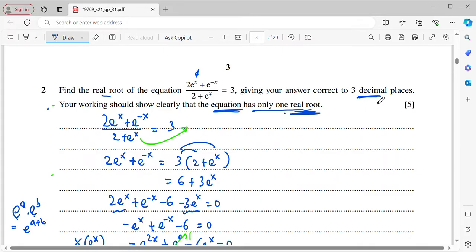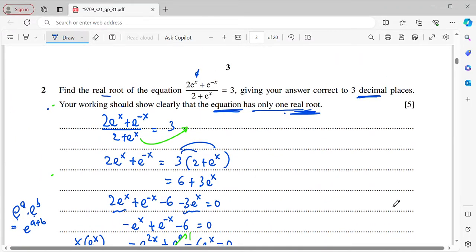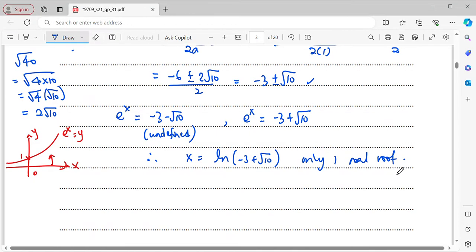And you need to leave your answer correct to 3 decimal places. So from here, your x is going to be ln of negative 3 plus square root 10. So only one real root. Now we need to calculate this using a calculator and leave the answer correct to 3 decimal places based on the question. So at last your x is going to be negative 1.818. So this is the solution of this question.